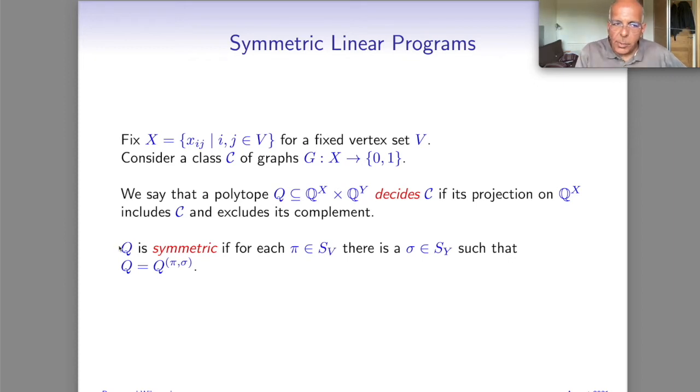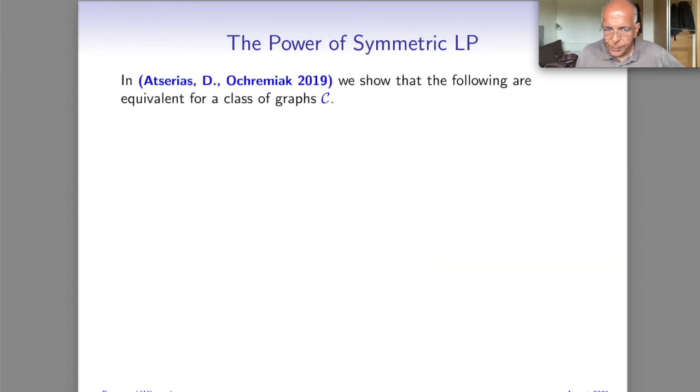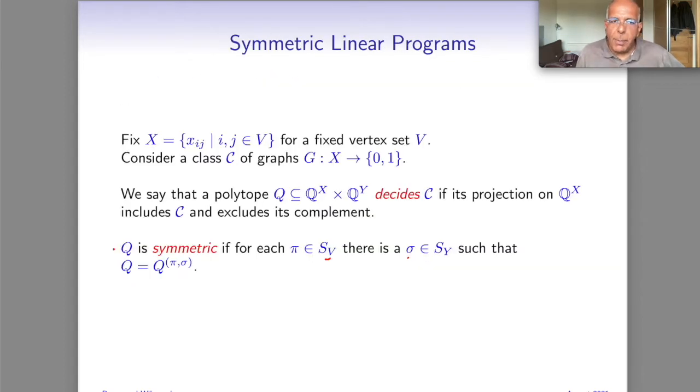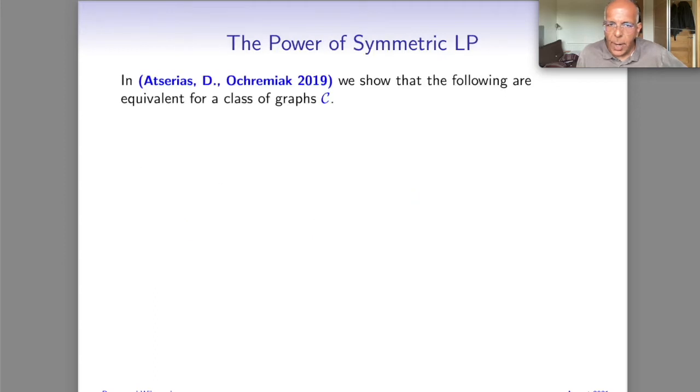We say this polytope is symmetric in exactly the sense of Yannakakis. That is, if you start with a permutation of the vertices V, extend it to an action on X, then you can always find a permutation of the variables Y, such that applying pi to x and sigma to y gives you back the same polytope. That's what we mean by a symmetric linear program deciding a class.